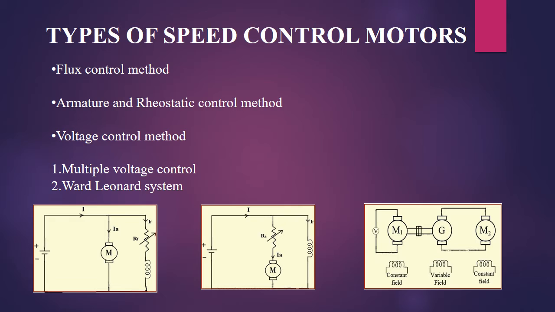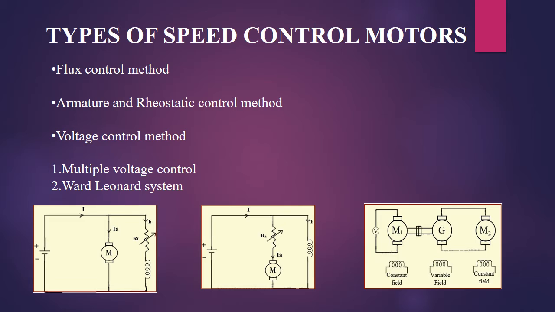Types of speed control motors. There are three different types of speed control motors. They are flux control method, armature control method, voltage control method. First we see about the flux control method.